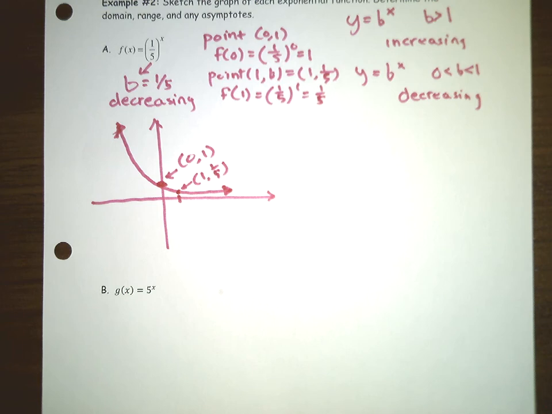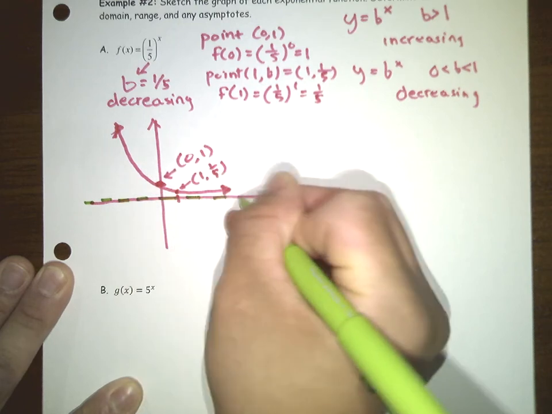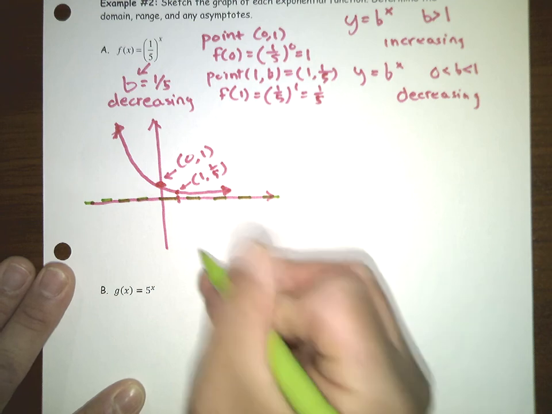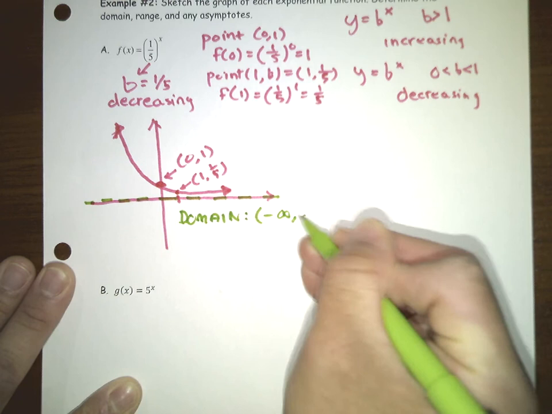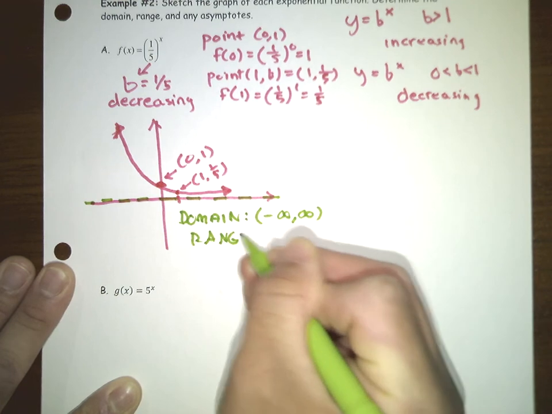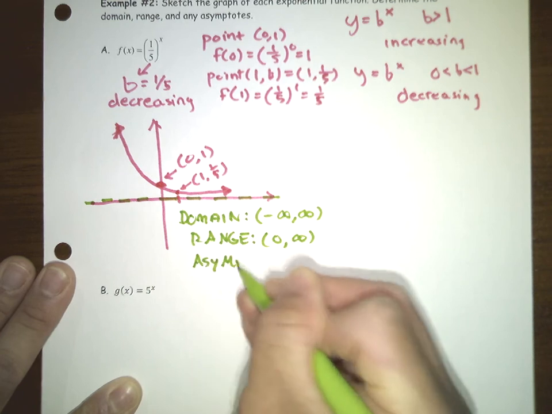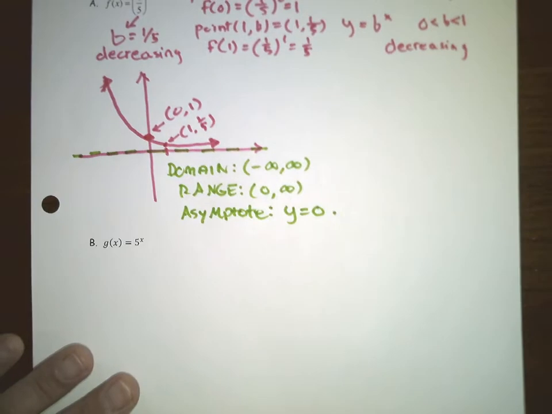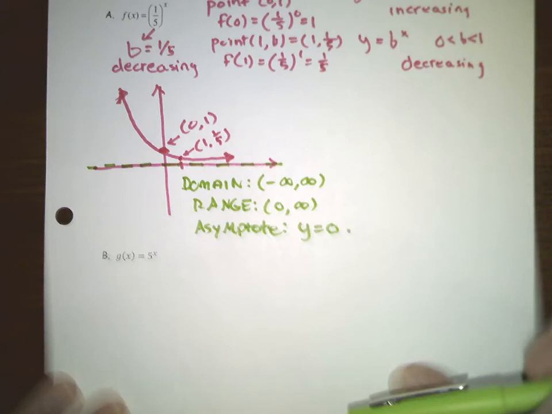So if I look here, I see that there wasn't any shifting up and down, so the asymptote is still at y equals 0. And that means that the domain and range will also stay the same. So the domain is all real numbers, negative infinity to infinity. The range is still 0 to infinity. And the asymptote is still y equals 0. So hopefully you enjoyed that. And now let's try another one.